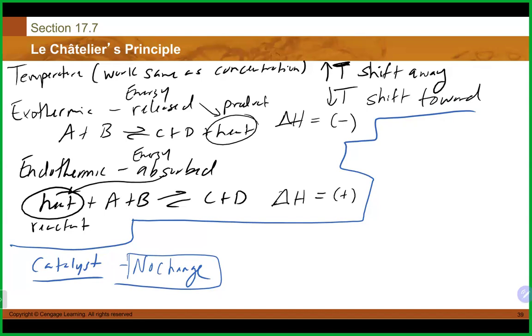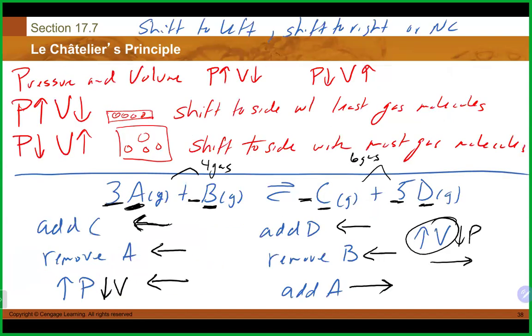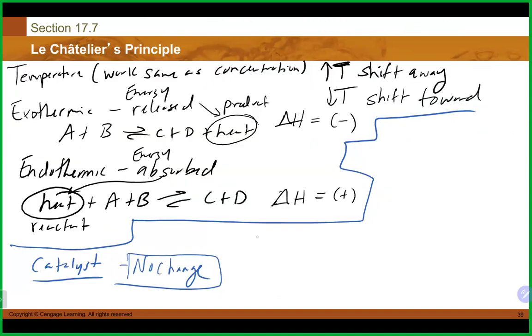Another way that you could actually get a no change is what we saw here. When you're counting up your gas molecules, you may not have any difference. So if you had this, which was a gas, plus this, which was a gas, then it goes to this, which is a gas as well.